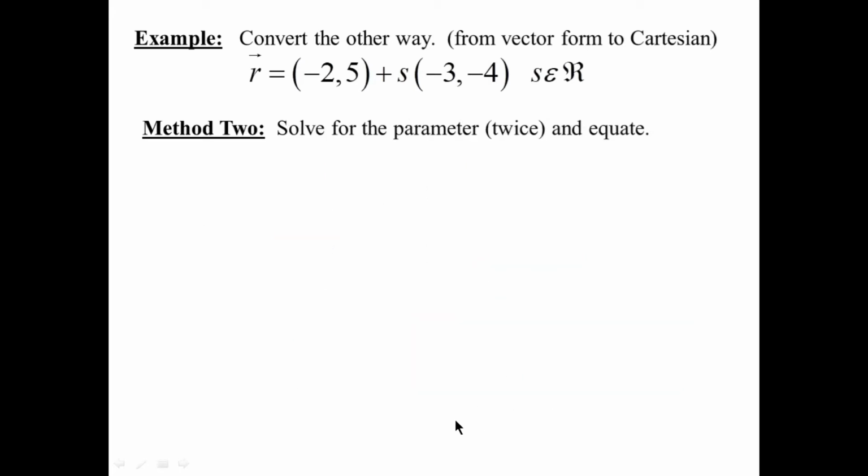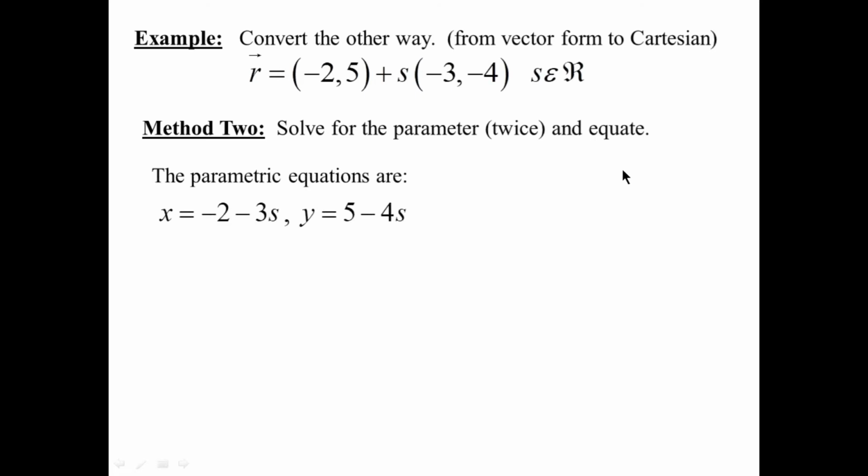There is another method. We could solve for the parameter twice. Remember, this says x equals minus 2 minus 3s. So we could state that out. It says y equals 5 minus 4s. Now take these equations and solve for s. Note, we're going to leave x and y right where they are and drag everything over to join them, because we want a positive x.